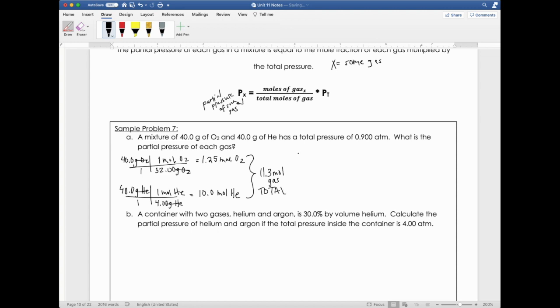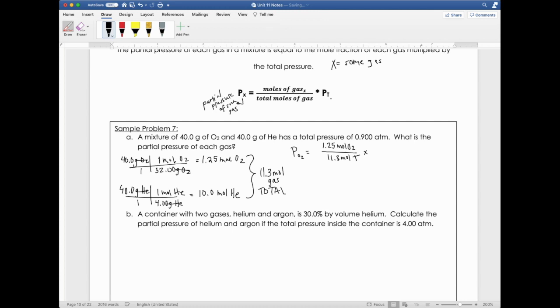So let's go ahead now and find what's the partial pressure of just oxygen. So I have P O2. I'm going to set X equal to O2 because I'm trying to find the partial pressure of just oxygen. So I know that this system contains 1.25 moles of oxygen. And the total moles of the gas in the system is 11.3 moles. I'm just going to put 11.3 moles, T for total.